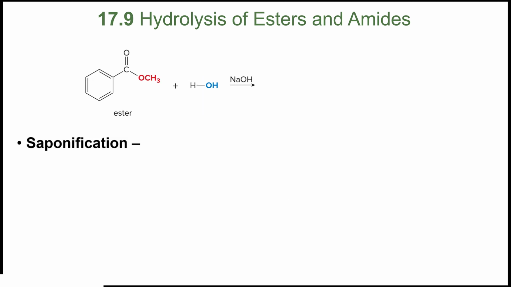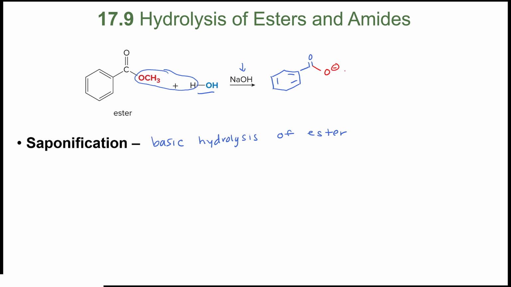A similar reaction that we can do with esters is something called saponification. So we're introducing water, but now it's under basic conditions. So this is a basic hydrolysis of an ester. And instead of getting a carboxylic acid, we're actually going to get a carboxylate. So we can still remove our water. But now instead of an OH here, that sodium hydroxide is going to pull off that proton, so we're going to get a carboxylate.